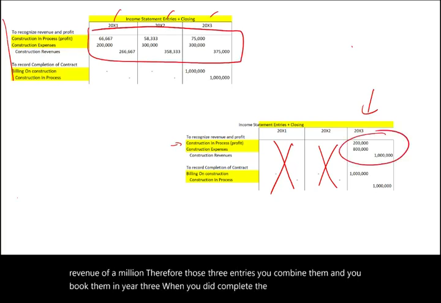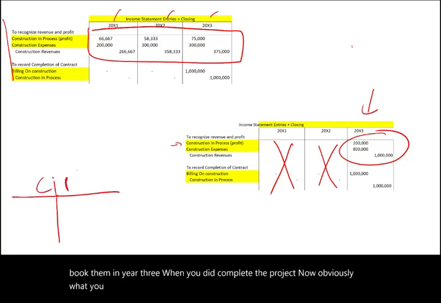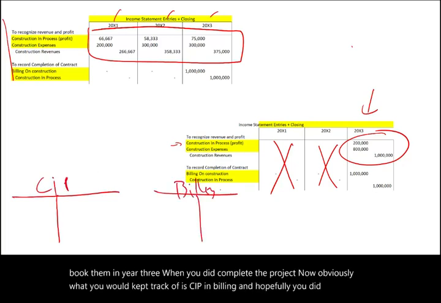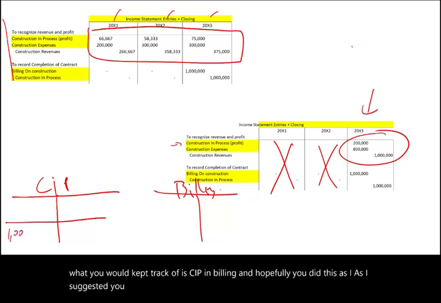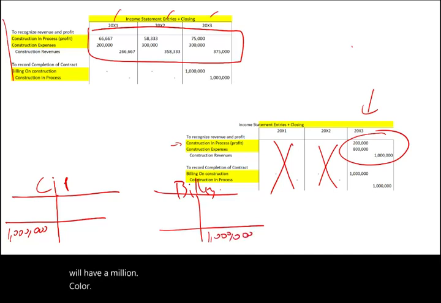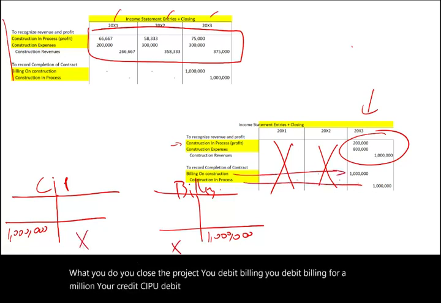Now, obviously, what you would keep track of is CIP and billing, and hopefully you did this, as I suggested you do. Your CIP account will have $1,000,000. Your billing will have $1,000,000. What you do, you close the project. You debit billing for $1,000,000, you credit CIP to finish the project.